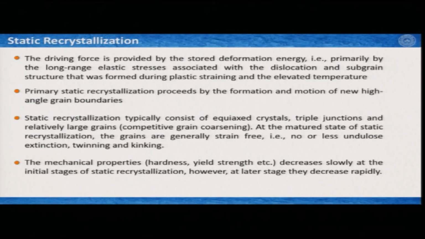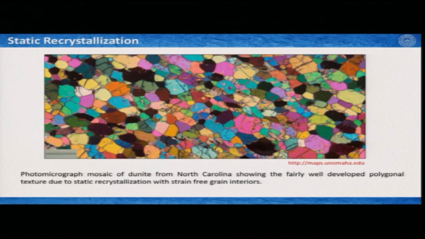Interestingly, the mechanical properties, the hardness, yield strength, etc., decrease slowly at the initial stages of static recrystallization, but when the crystals grow in a very large way, then these mechanical properties decrease very rapidly. So, here are some examples I will show you in a couple of slides, the statically recrystallized minerals. What we see here in this image is a photomicrograph of dunite from North Carolina. And what we see here, as we talked about, is a crossed polarized image.